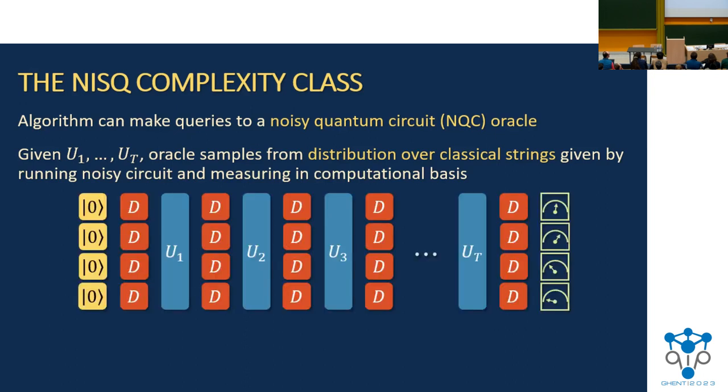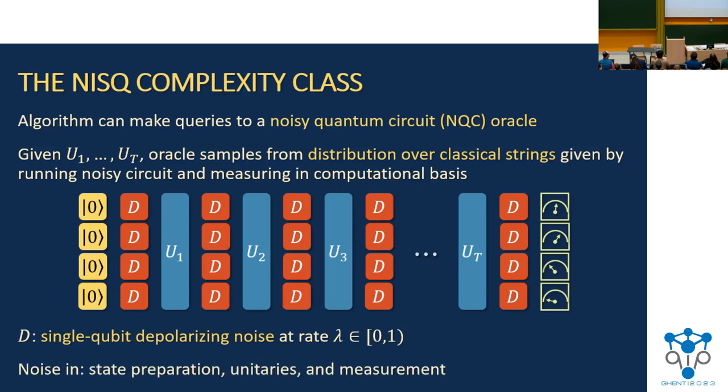So here's a picture. I initialize with all zeros. I have the sequence of unitaries. I measure at the end, but in between each layer of computation, I have local noise. Here, D, you can think of for concreteness as maybe single-qubit depolarizing noise at some rate lambda from 0 to 1. But more generally, our upper bounds can tolerate more general forms of local noise. So this is really capturing not just noise in the unitaries that you're applying, but also in the state preparation at the beginning and in the measurements.